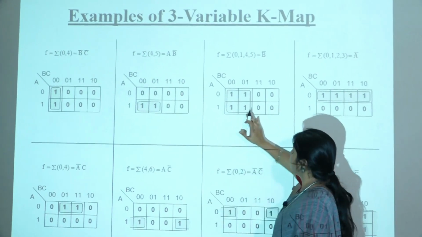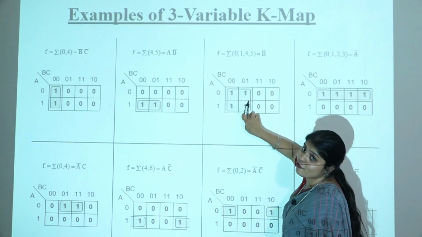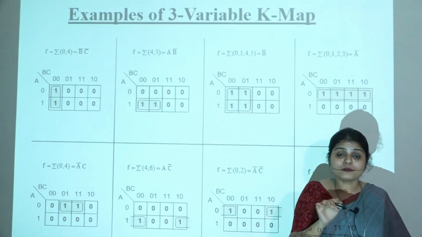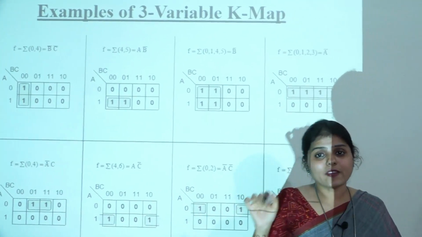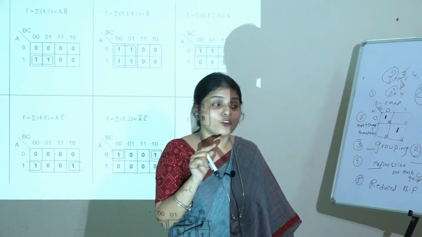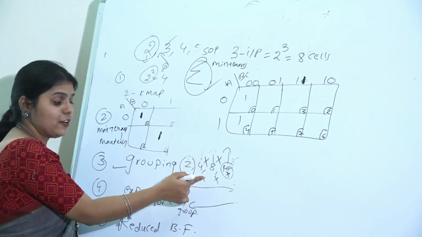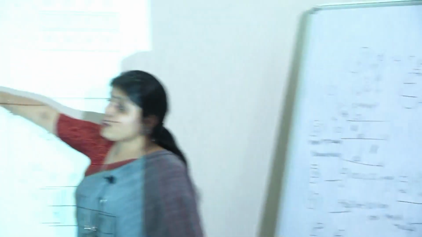Okay. Now, when I look into this, I have 4 minterms here, 0, 1, 4, 5. All the 4 minterms are together. I can go for 4 grouping. Please do not do grouping of 2 here. What did I tell you? Check for 16 possibility, if not 8, if not 4. So, is there a possibility of 4?